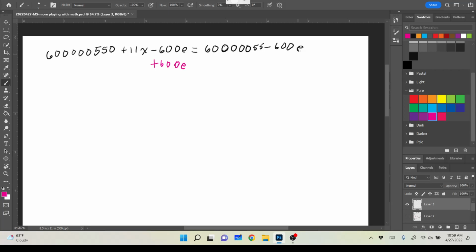The one with the E. It's got to go with the one with the E. It's the only way it can be combined. This one does not have an E. This guy doesn't have an E, but that guy does. Right? So those cancel. 600E is gone. So we're left with 600 million.